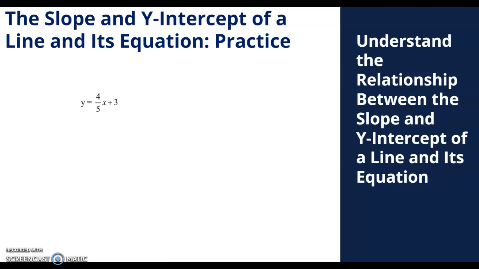Another one, the equation y equal to 4/5 x plus 3. What is the slope and the y-intercept? Again, the coefficient for your x, this number here, will be the slope. And the number here is the y-intercept. So you could actually get the y-intercept by setting x equal to 0 and then solving for y.